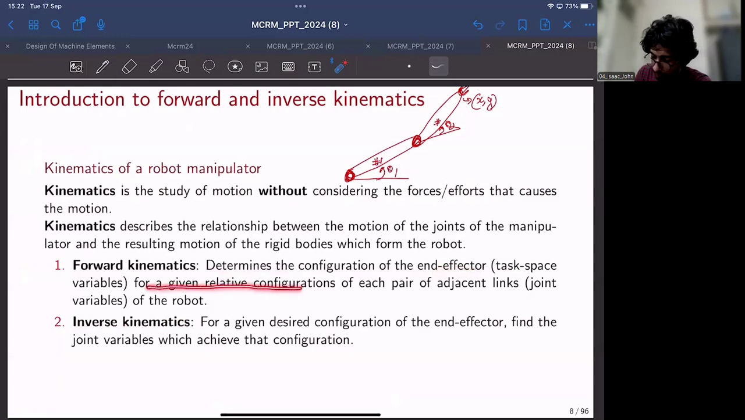for a given relative configuration of each pair of adjacent links. So for example, if θ1 and θ2 are given, finding out X and Y is the process of forward kinematics. And in case of inverse kinematics, it is nothing but, for a given desired configuration of the end effector, finding the joint variables which achieve that configuration. Right? So in case of inverse kinematics, the desired position of this end effector would be given as X and Y desired. And finding out these joint variables, θ1 and θ2, is the process of inverse kinematics.